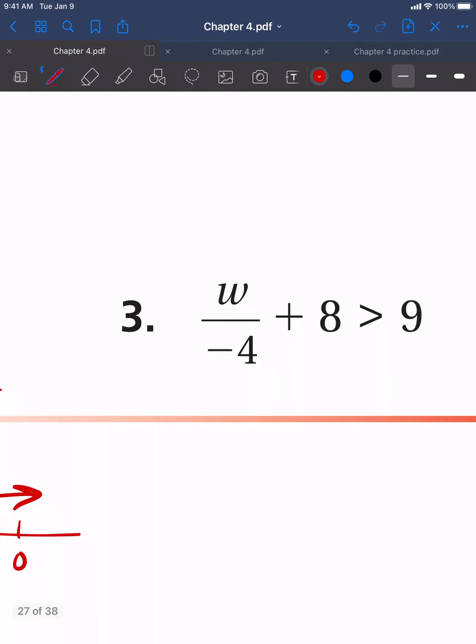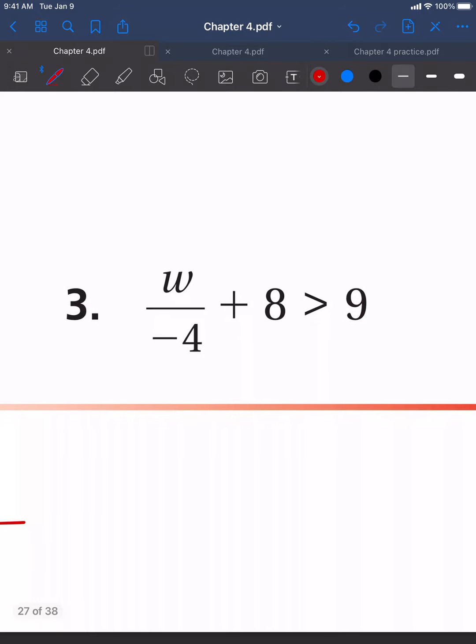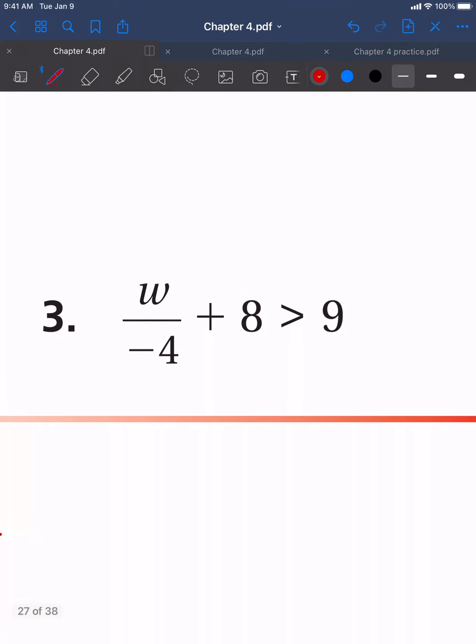All right. Ooh, this one's a good one to do. All right, write down w divided by negative 4 plus 8 is greater than 9. What do I get rid of first? 8. Yes, why not the negative 4? Because that's what's directly happening. Yes, get rid of the extra stuff around it first, right?